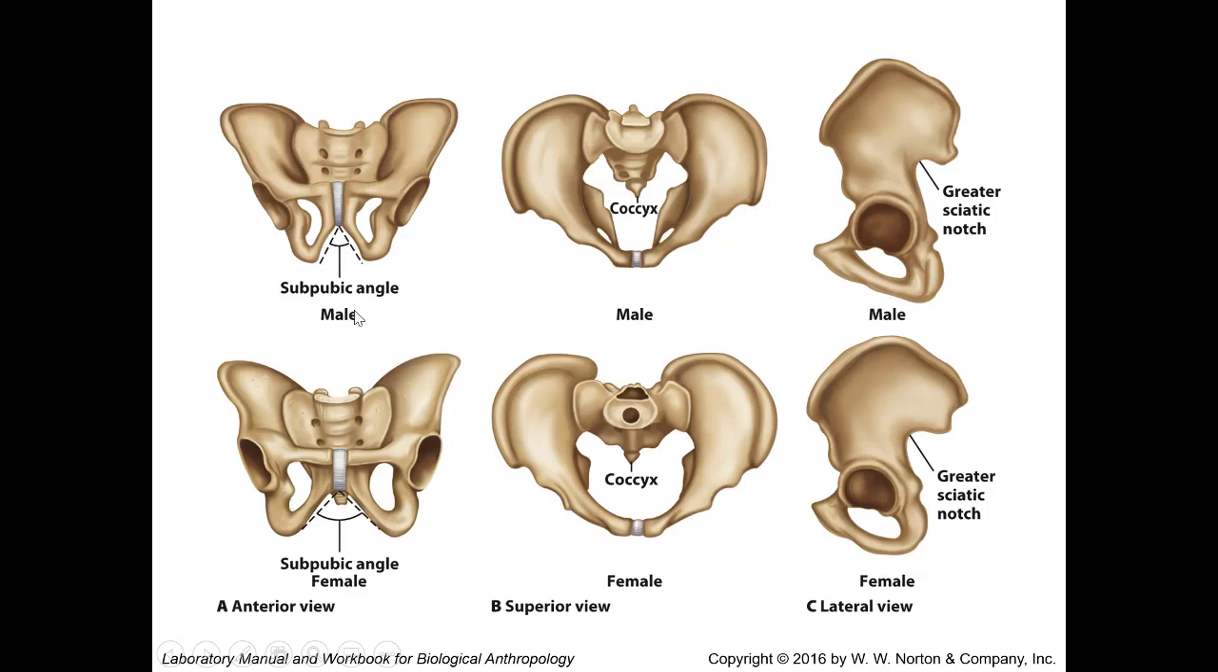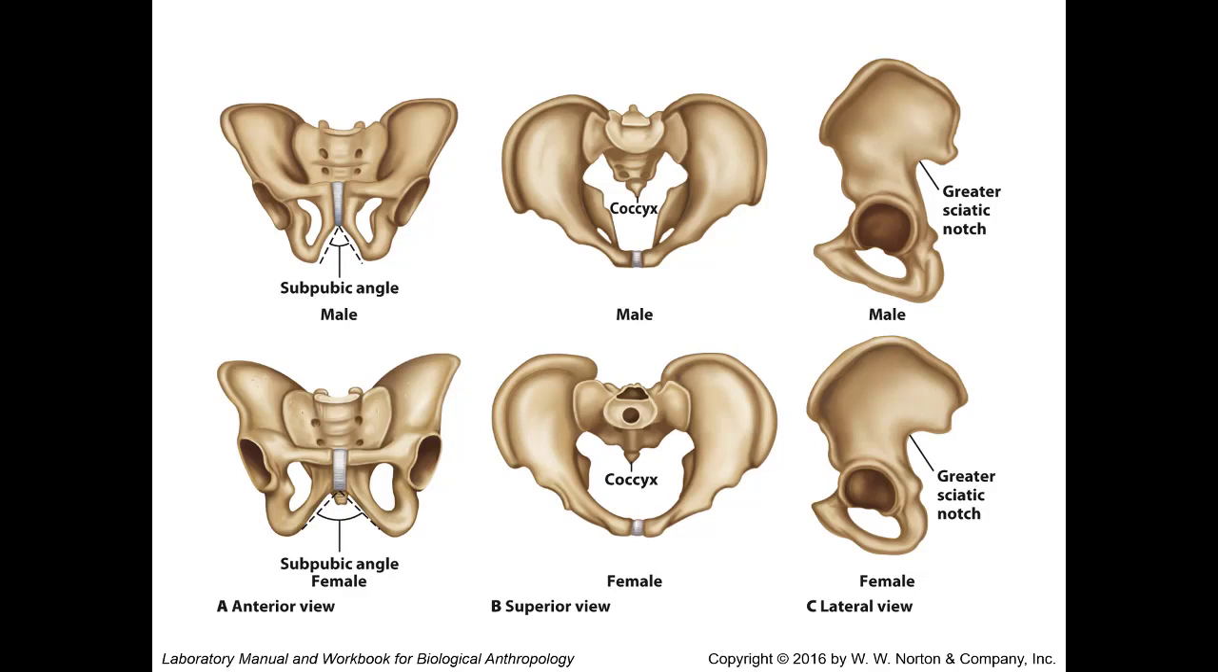Subpubic angle in males is sharper, right? Narrower. In females, it is wider. And then the greater sciatic notch, which is what we're looking at here, right? Here. In males, it is more candy cane shape. In females, it is more boomerang shaped, right? So those are sex determination. It's pretty easy. With more practice, it gets easier to do over time.